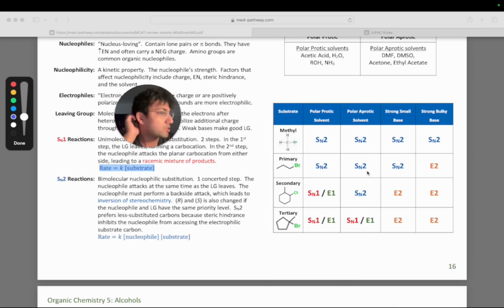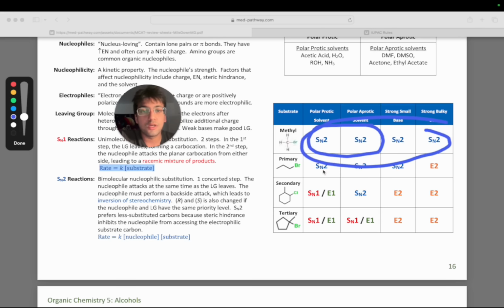What we said is that these methyl carbons, these primary carbons, are not going to enjoy just having a positive charge. It's going to be too unstable. Because of that, they're not going to like the Sn1 reactions where you have a carbocation for an extended period of time. So you're not going to see Sn1 in this whole row. It's only going to be Sn2 reactions here.